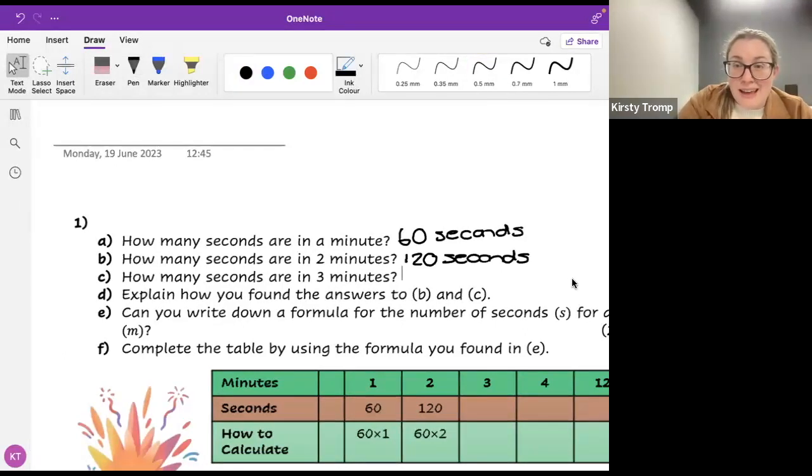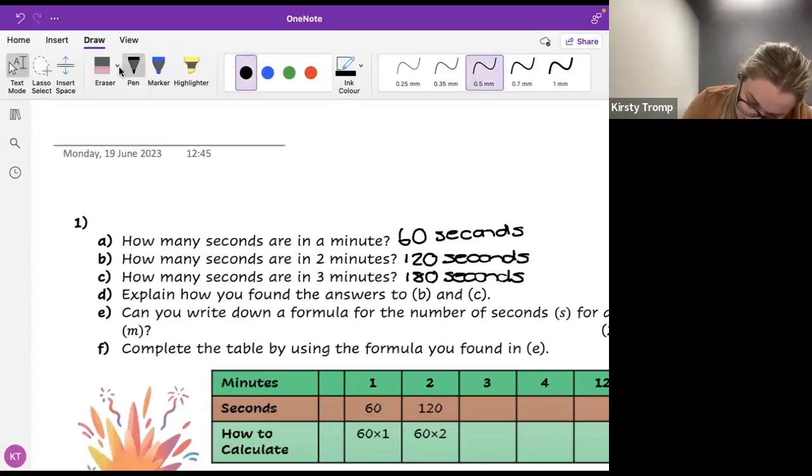The person that had their hand up the quickest there was Sipo. Sipo, how many seconds are there in 3 minutes? There are 180 seconds in 3 minutes because you go 60 times 3. Fantastic. 180 seconds. Thank you, Sipo. Well done.